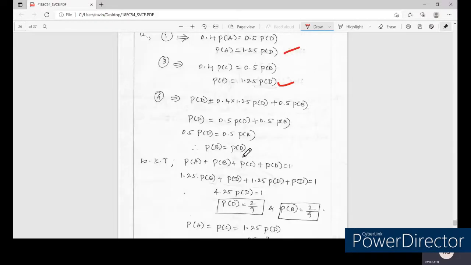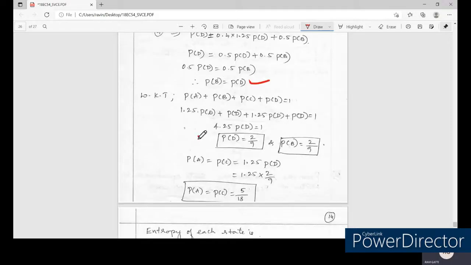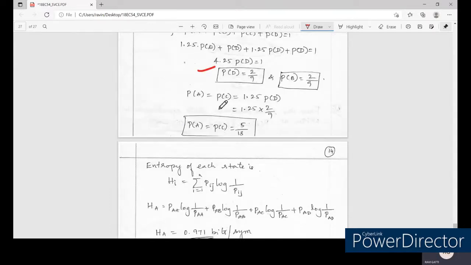If I substitute all that and simplify, you'll get P of B is equal to P of C. By using the expression that the sum of initial probabilities is equal to 1, if I substitute everything in terms of P of D, then you'll get P of D is equal to 2 by 9 and P of B is equal to 2 by 9, and similarly P of A and P of C are both the same, equal to 1.25 into P of D, so you'll get 5 by 18.